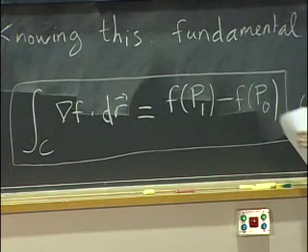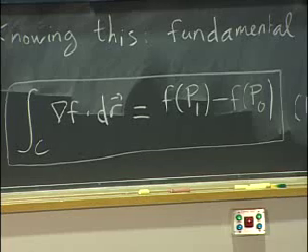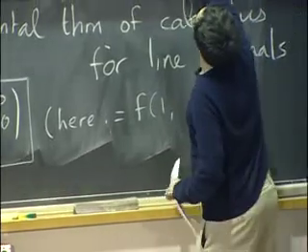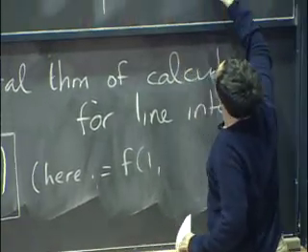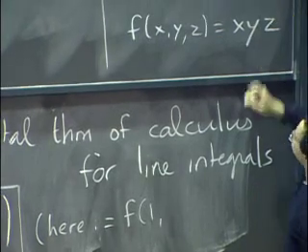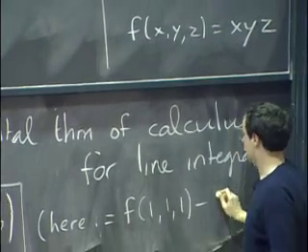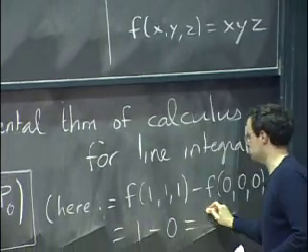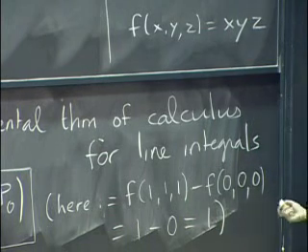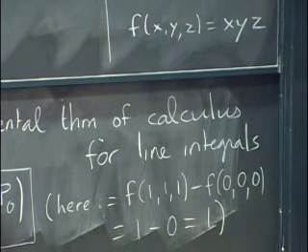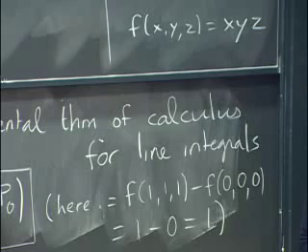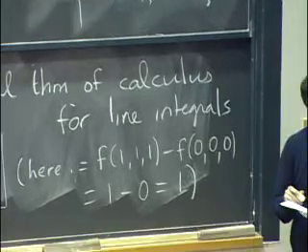Okay, so here in our particular example, let's call little f of xyz that potential xyz. Then we take f of 1, 1, 1 minus f of 0, 0, 0, and that indeed is 1 minus 0, which is 1. So everything is consistent. Okay, so all this stuff so far works exactly as in the plane. Any questions? No?